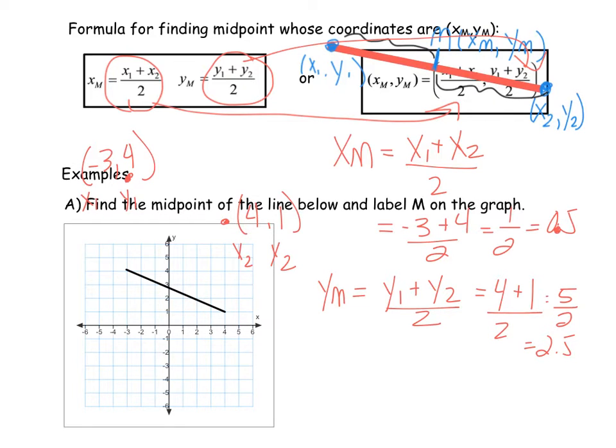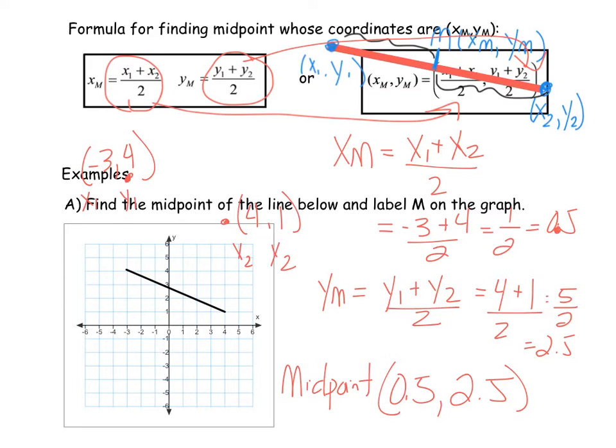So my midpoint, I'm going to write that here. I have to write the answer as a coordinate. I can't leave the answer just like that. You must write it as a coordinate. Well, the midpoint is for x 0.5 and for y 2.5.